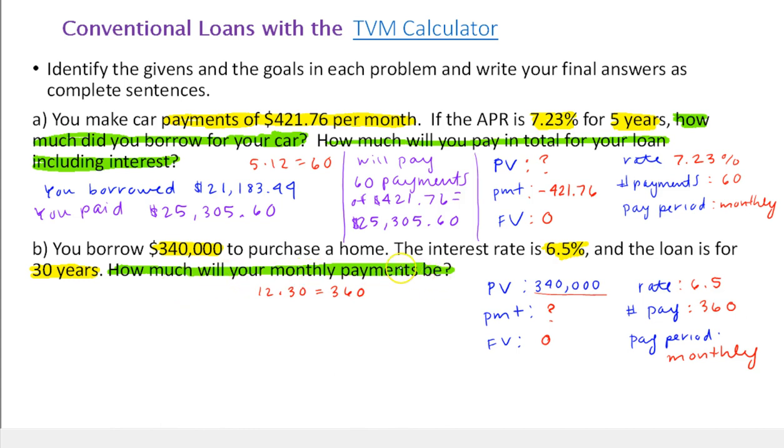Now let's write our result as a sentence. How much will your monthly payments be? And we will answer, your monthly payments will be $2,149.03.